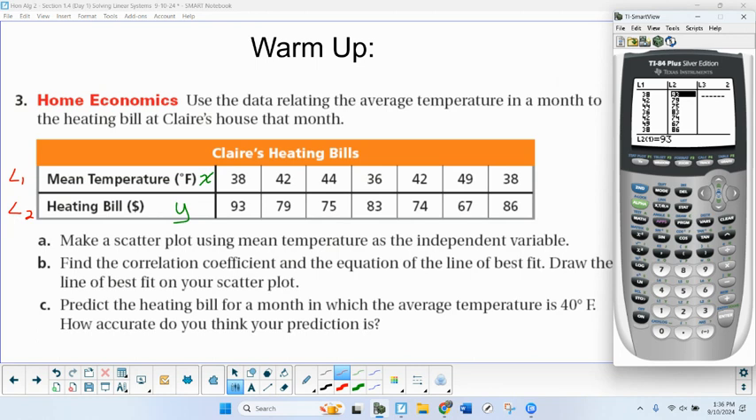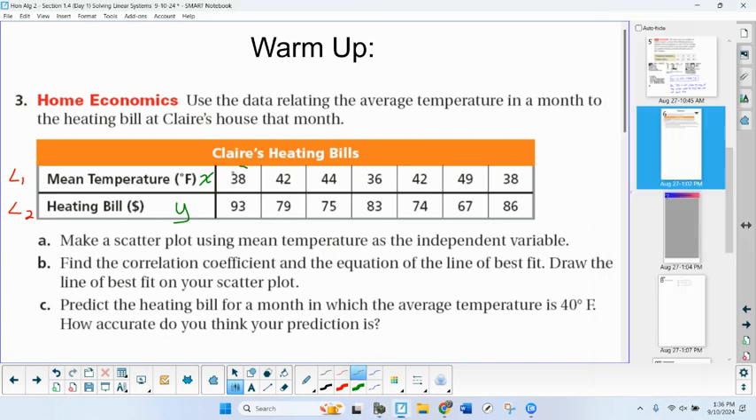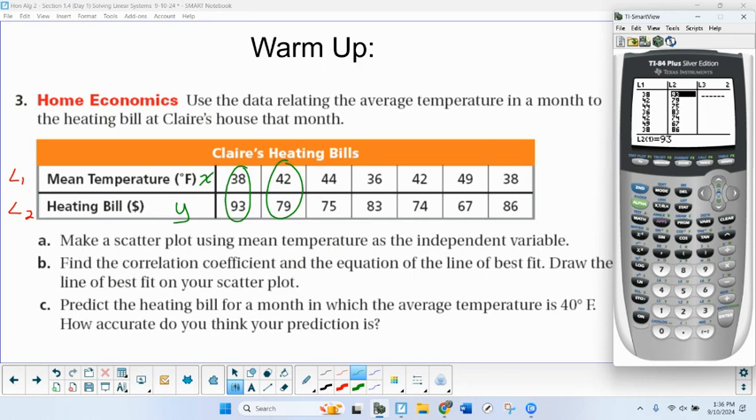Now, I already have the data from this list in from last period, but if you had other data in from another problem, how would I get that data out? You go up, press clear, and go down. And then over, and then up, clear, down. And clear out your list, and then start fresh with 38, 42, 44, 36, and so on. Making sure that each of these numbers are paired with their partner. Okay? Are we good at entering our list in?